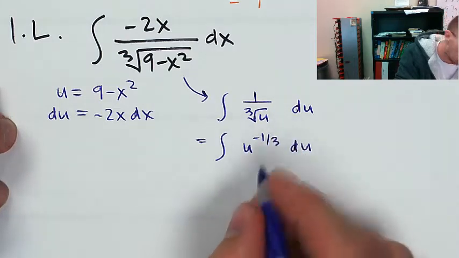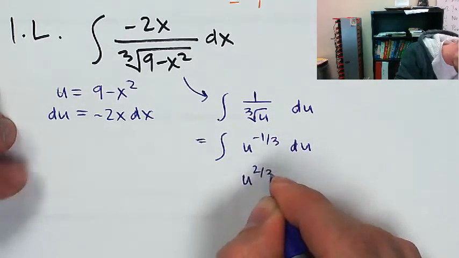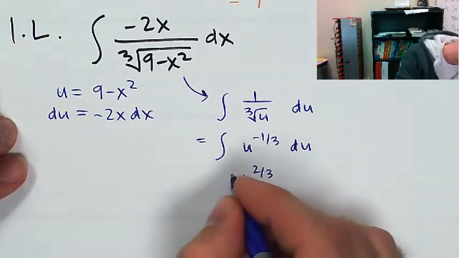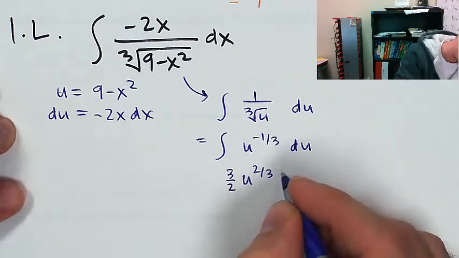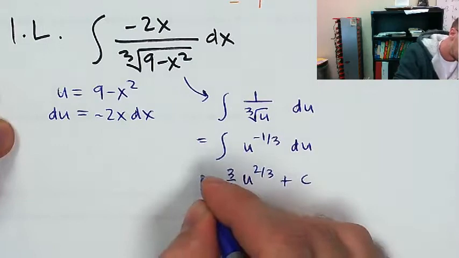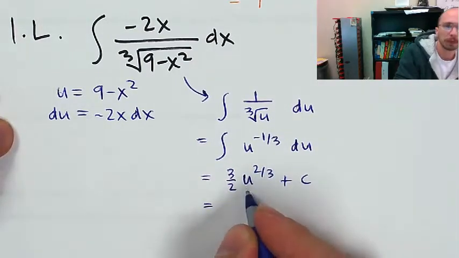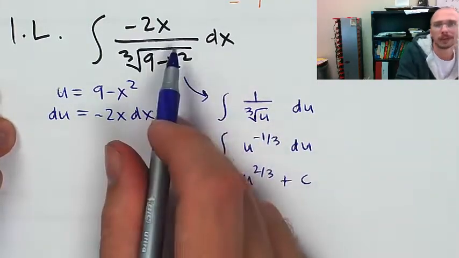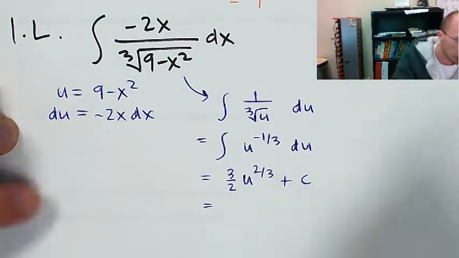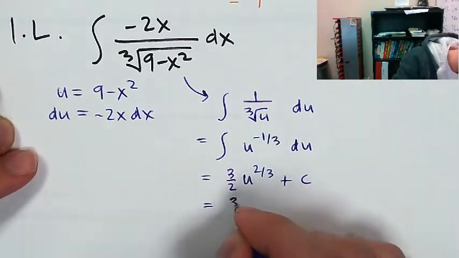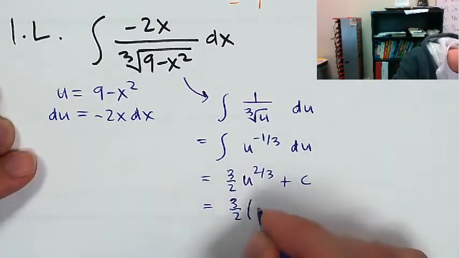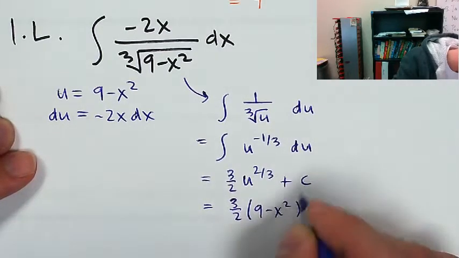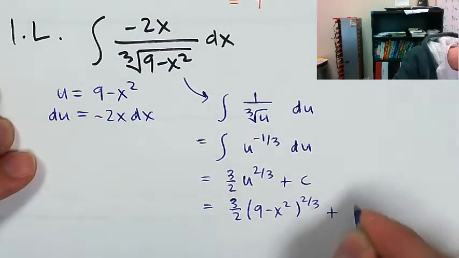We're going to add 1 to the power, so that'll be u to the positive 2/3. We're going to divide by the new power, so that would be dividing by 2/3 is like multiplying by 3/2. And we're going to add a plus c, and then at the very end we're going to substitute on that u, because this antiderivative with respect to x should probably depend on x. So 3/2 of 9 minus x squared to the 2/3 power plus c.